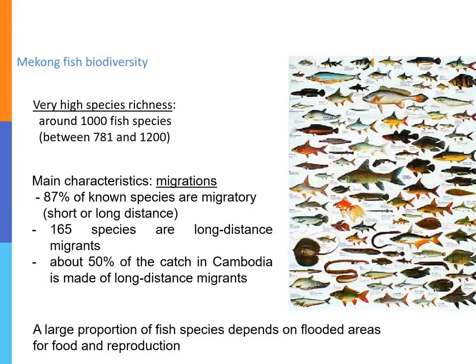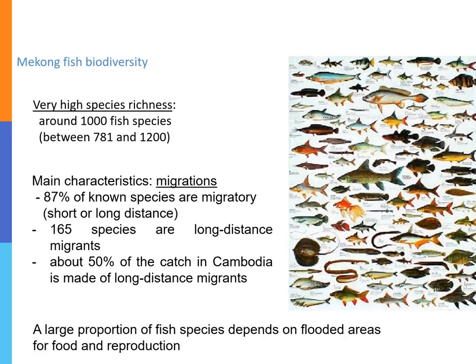In terms of diversity, the Mekong is characterized by a very high species richness, around 1,000 fish species. 781 have been precisely described, and the total count might reach 1,200. And another characteristic of this fish is that migrations are very important among them.